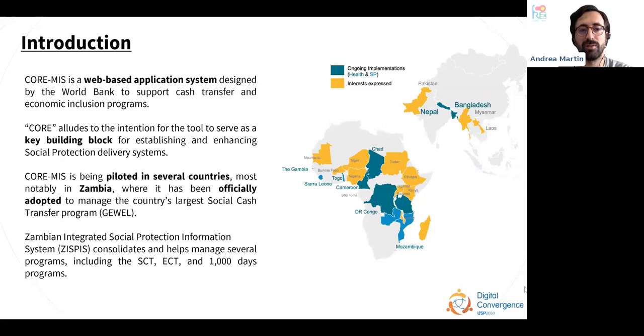The Core MIS system has been used to rebuild basically the Zambia Integrated Social Protection Information System, which acronym is ZISPIS, which consolidates and helps manage several programs, including the Social Cash Transfer, Emergency Cash Transfer, and the 1,000 Days programs. On the right side of this slide, we see a list of countries that are using or are interested in using the Core MIS, as well as the OpenIMIS, which is a health public good system. Next slide, please.